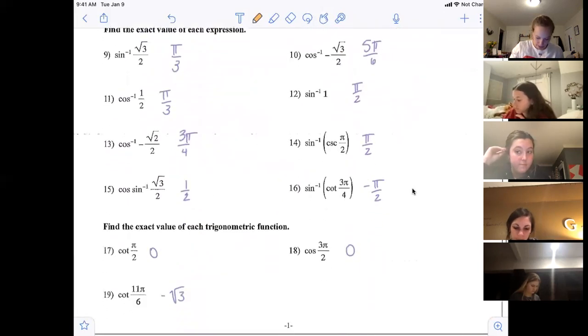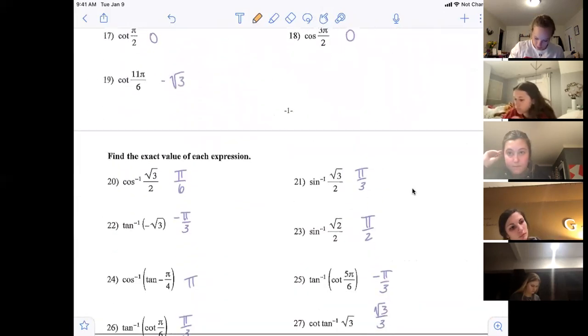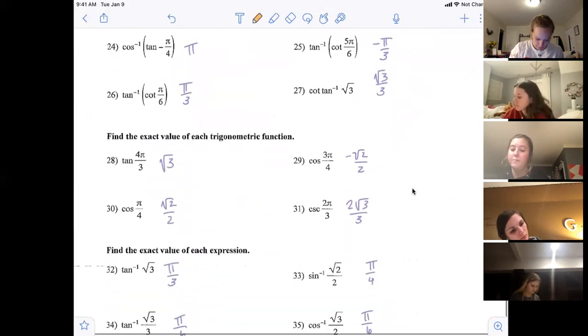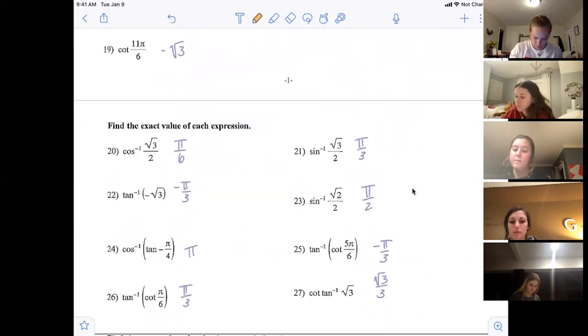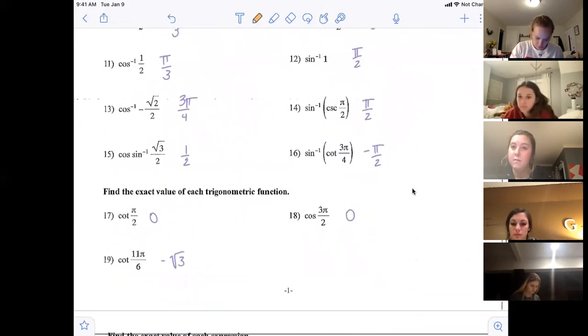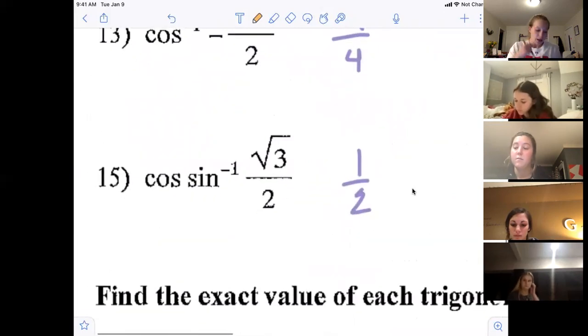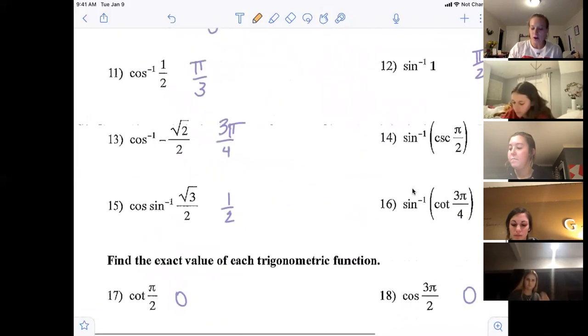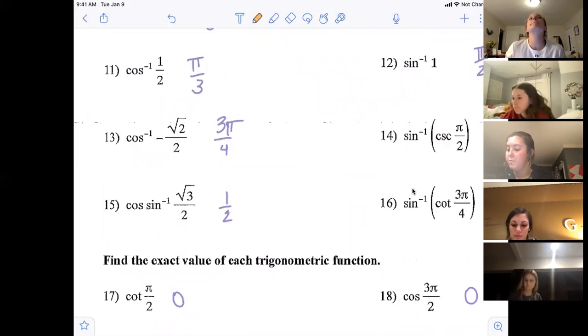Anything else on this page? I have a question on 15 and also 14 and 16. Okay. 15, 14, and 16 are composite functions, which means I'm doing one function and then taking that answer and doing another function of it. I've got a function inside of a function.